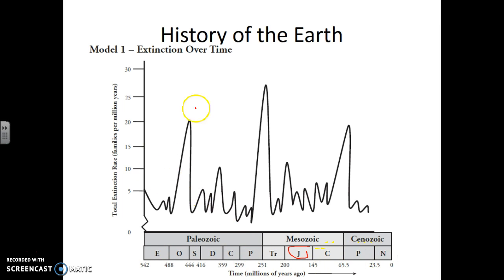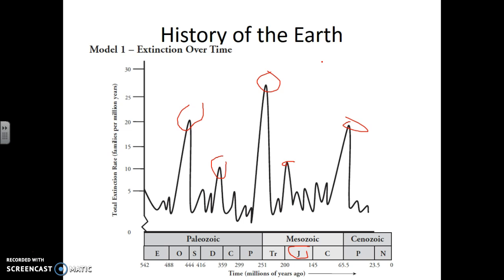If you take a look at this graph, there are five peaks that occur where the extinction rate gradually, exponentially increased. And those peaks correspond to the five major extinction events in the history of the Earth.